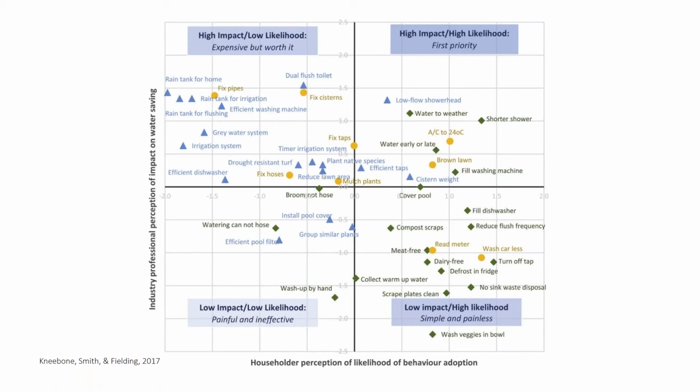If we jump across to the right-hand side and look at the high impact and the high likelihood behaviour, so things like installing a low flow shower head, fairly cheap, but also will have a fairly high impact on water saving. So this again is your low hanging fruit. This is where you want to start your interventions.